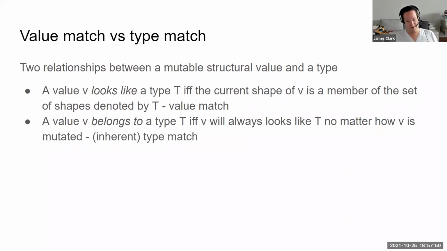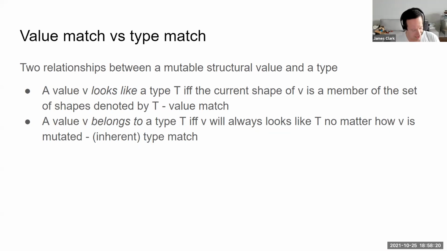So first of all, we've got two relationships between a value and a type. The words we use for this are "looks like" and "belongs". The more regular one is: a value looks like a type if its shape is a member of the set of types denoted by T. So that's the normal thing. You've got an array of ints and your value is currently 1, 2. Okay, you look like that type.